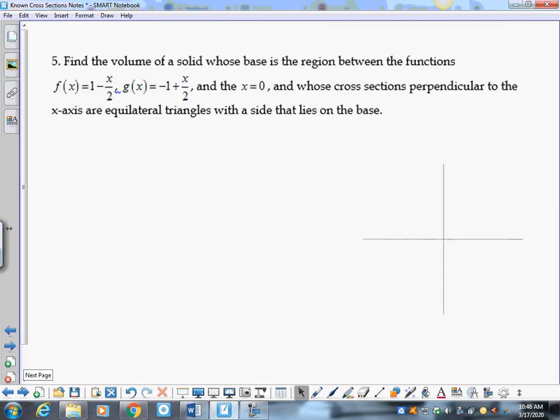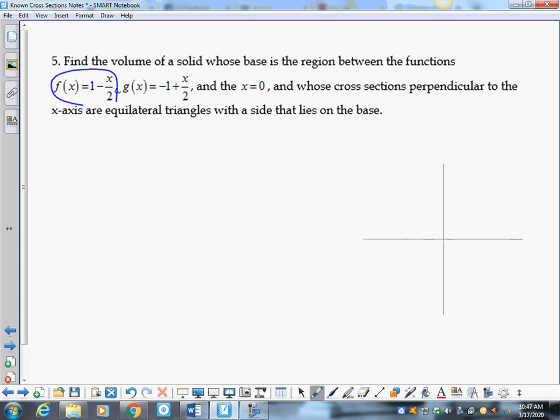Okay. And then make sure you write the right area formula down, from step number 1. That's important. Okay. Last one, number 5. Find the volume of a solid whose base is the region between the functions. Okay. Now those are just linear functions. That's 1 minus 1/2 x and negative 1 plus 1/2 x. And the line x equals 0, and whose cross sections perpendicular to the x-axis are equilateral triangles. Okay, so at least I have a chance to redeem myself with the equilateral triangle formula again.